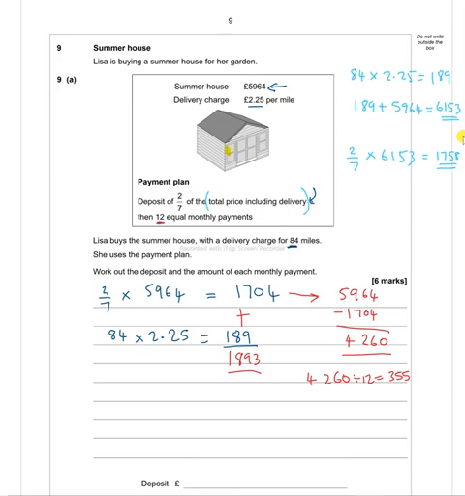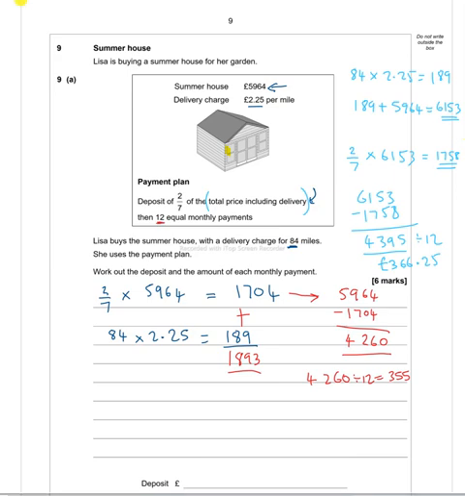Right, so what we need to do is from 6153 we need to take away 1758. 6153 minus 1758 is 4395, and then we need to divide this outstanding amount by 12. That gives £366.25 per month for the next 12 months.